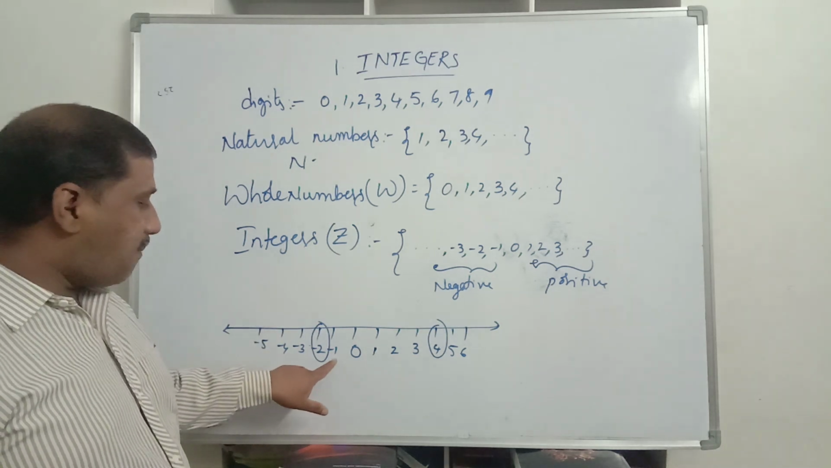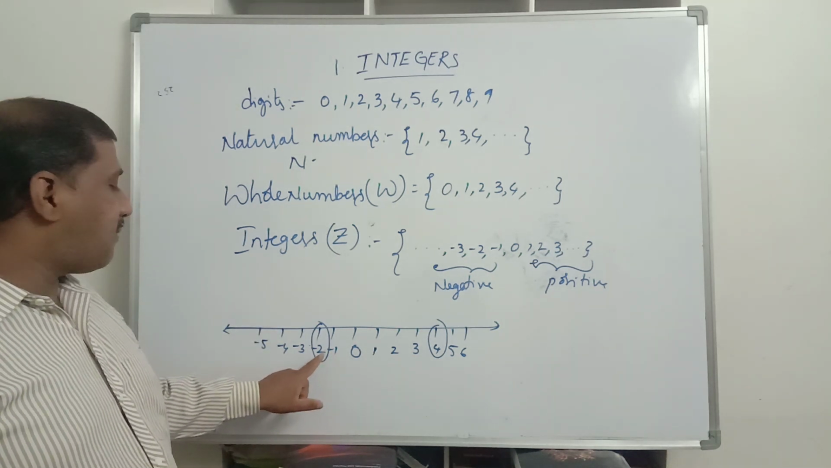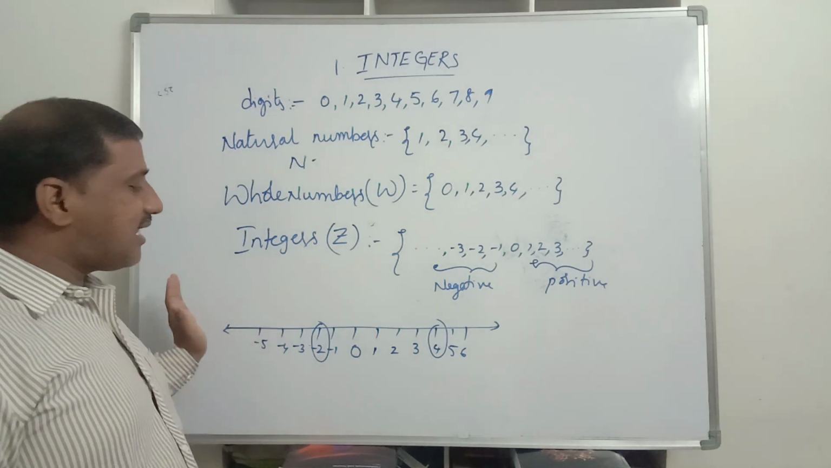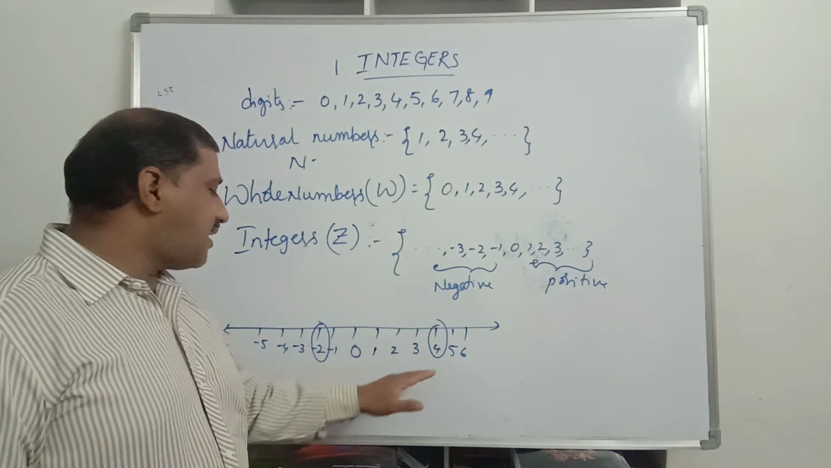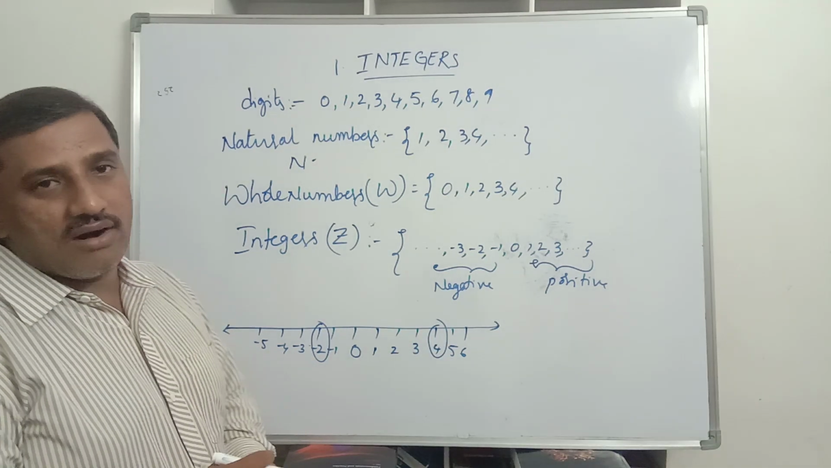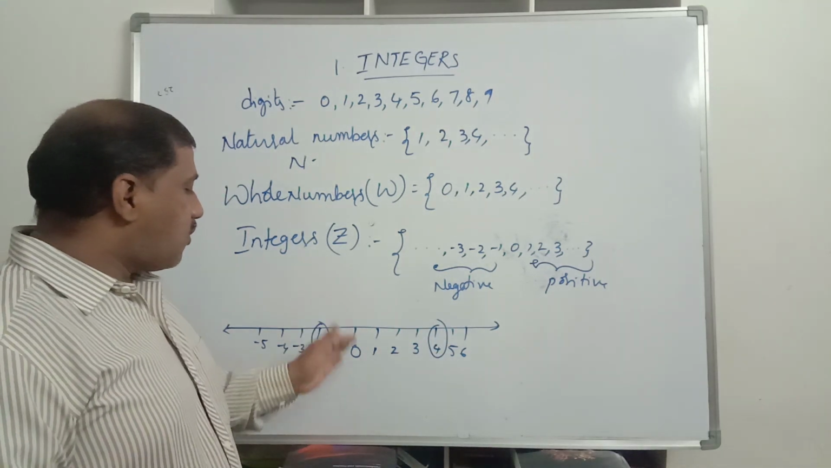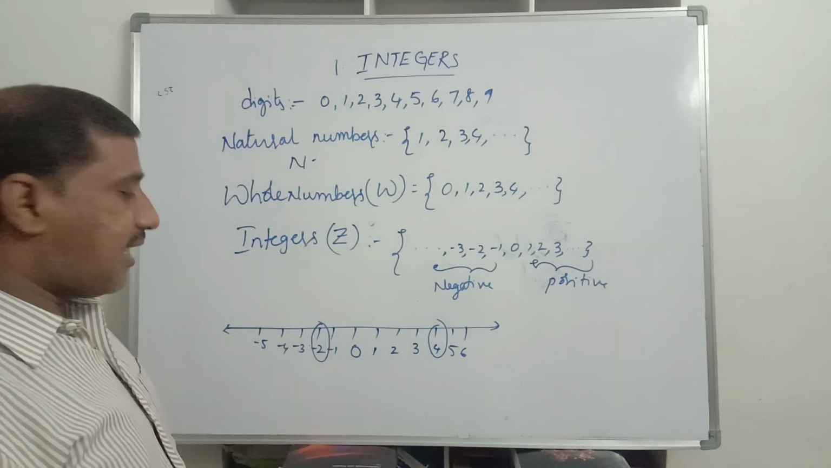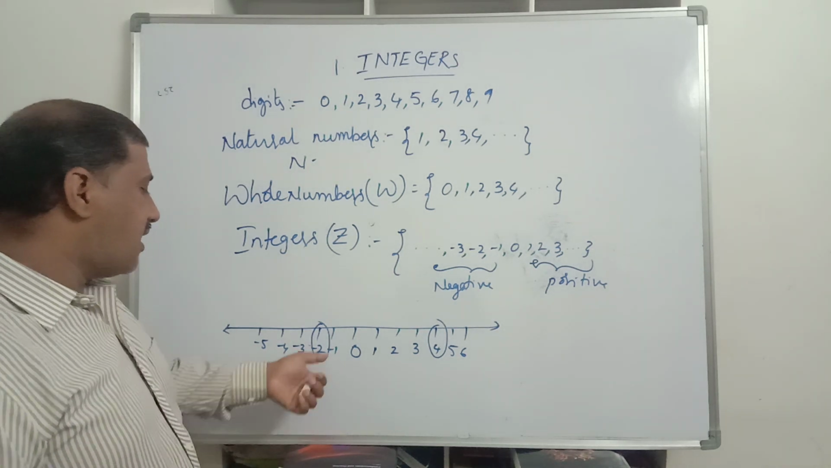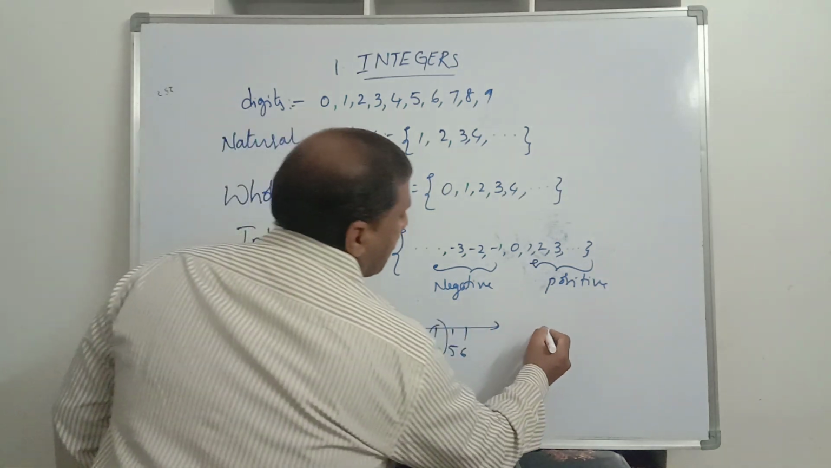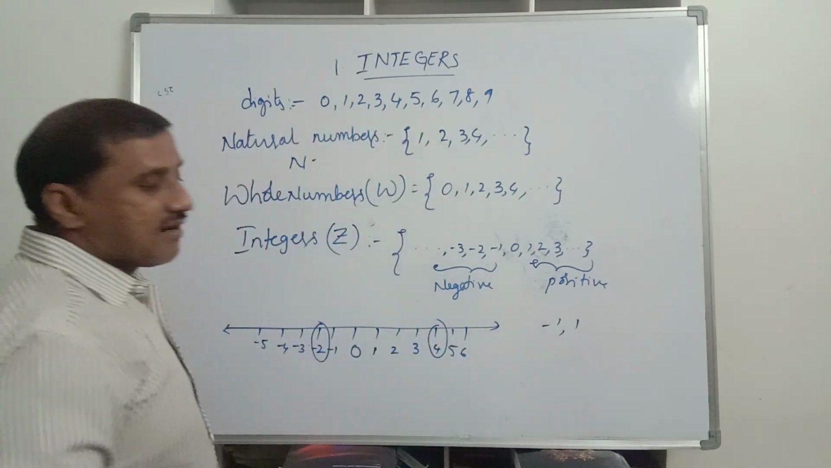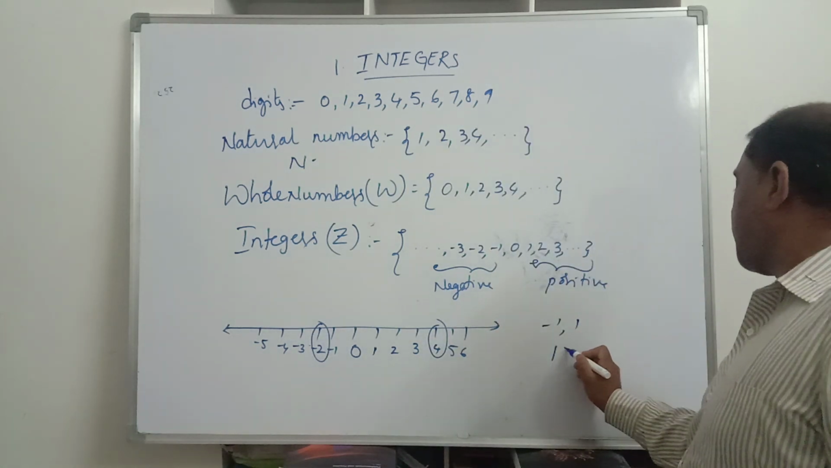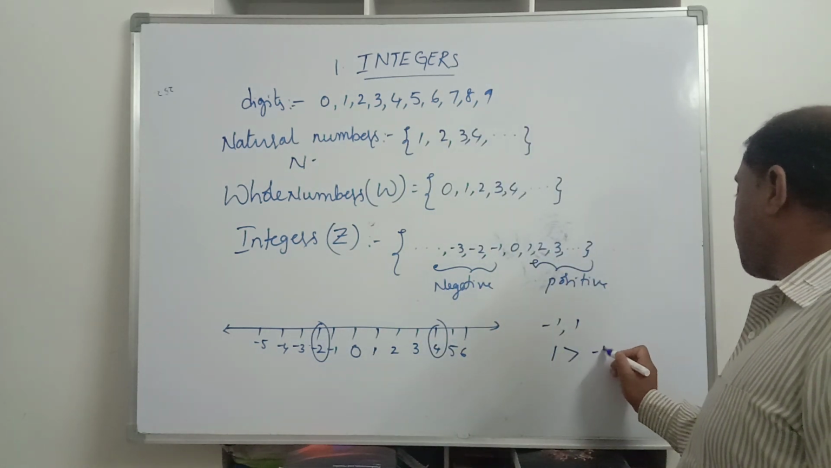As we know, -1 is greatest, then -2 is smaller, -3 is smaller still, so it is in decreasing order, whereas on the right side of 0 it is in increasing order. Now we can also compare numbers using this number line. If I ask you -1 and 1, which is greater? 1 is greater than -1.